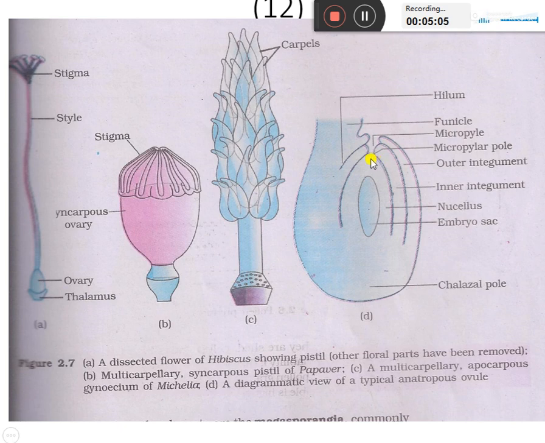These two integuments enclose a mass of cells, which is known as the nucellus. Now you should remember that the cells of the nucellus are diploid. All the cells of the nucellus are diploid, and one cell of the nucellus will undergo meiosis to form the embryo sac. So the embryo sac is a haploid structure. Here is the micropylar end or micropylar pole, and opposite to it is the chalazal pole.